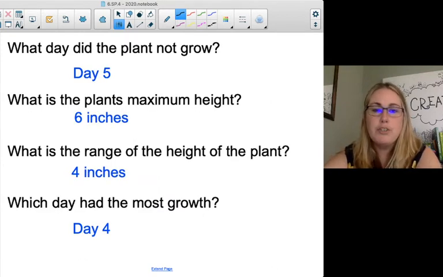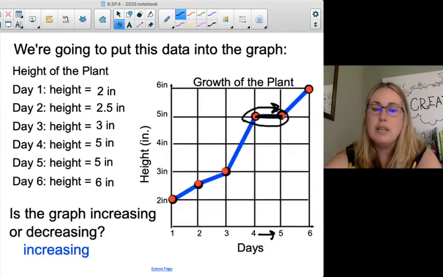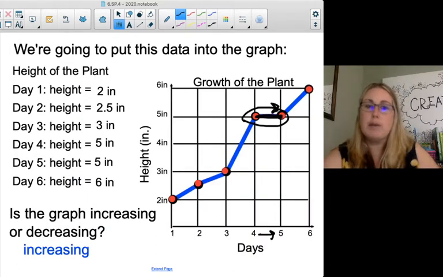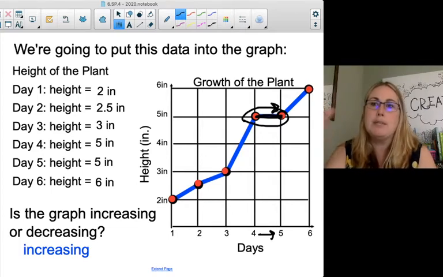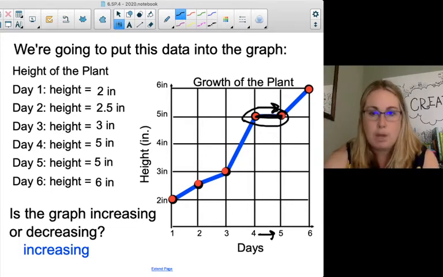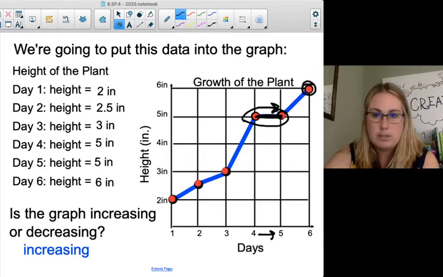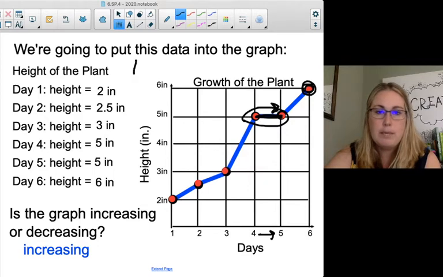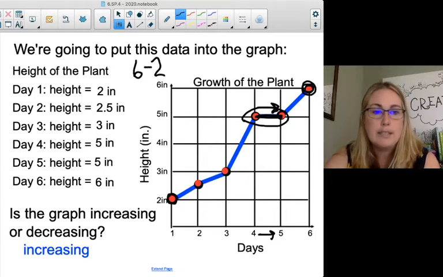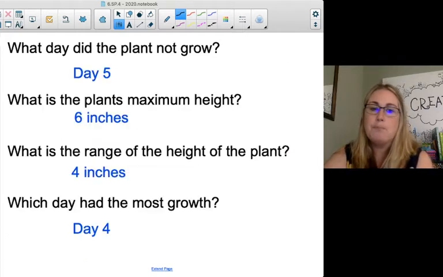Next, what is the range of the height of the plant? When we talked statistics and we talked about range, we talked about taking our biggest piece of data and then subtracting the smallest piece of data. The tallest this plant was, the maximum, was 6 inches, so that is our biggest data point. The smallest data point was down here when we started at 2 inches. To find the range, we subtract 6 take away 2, and we get 4 inches.